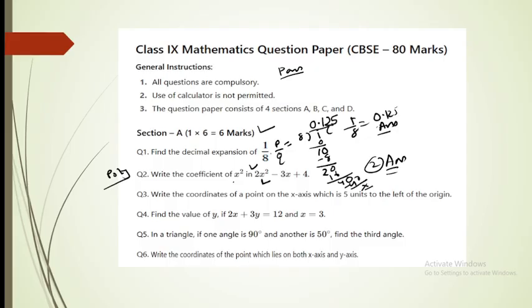So you see how easily you can get 1 mark here. The first question is from the number system, that is fraction to decimal. The second question is from the polynomial chapter. So 2 marks very easily we have got here. Now let's see the third question. Write the coordinates of a point on the x-axis which is 5 units to the left of the origin.